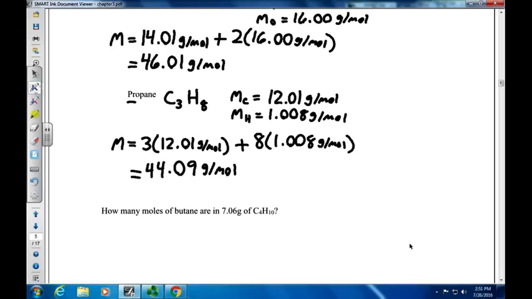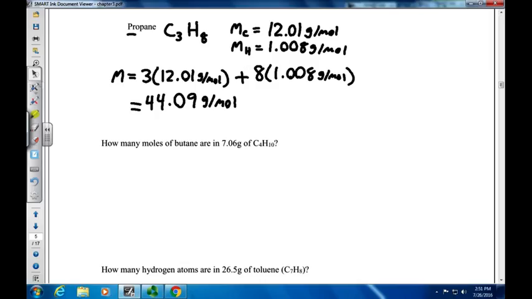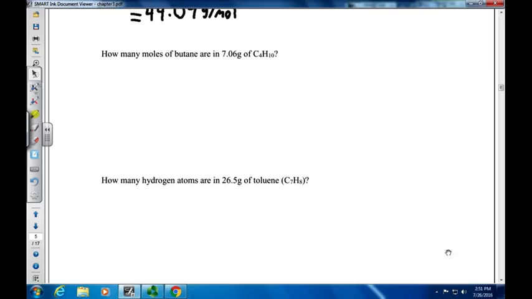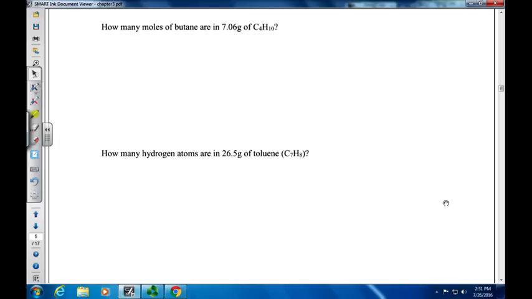Let's look at some different types of problems that are asking for specific instances of molecular mass. The first one asks, how many moles of butane are in 7.06 grams of butane? Butane, again, the bu is indicative of 4 carbons, and 4 times 2 is 8, plus 2 is 10, so C4H10 is butane.